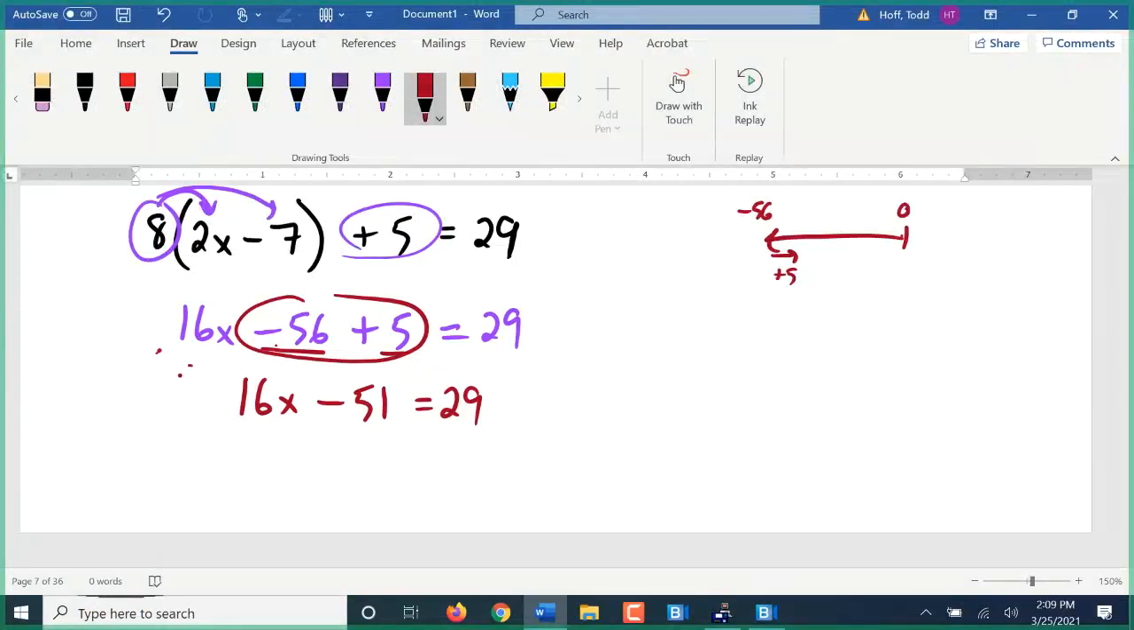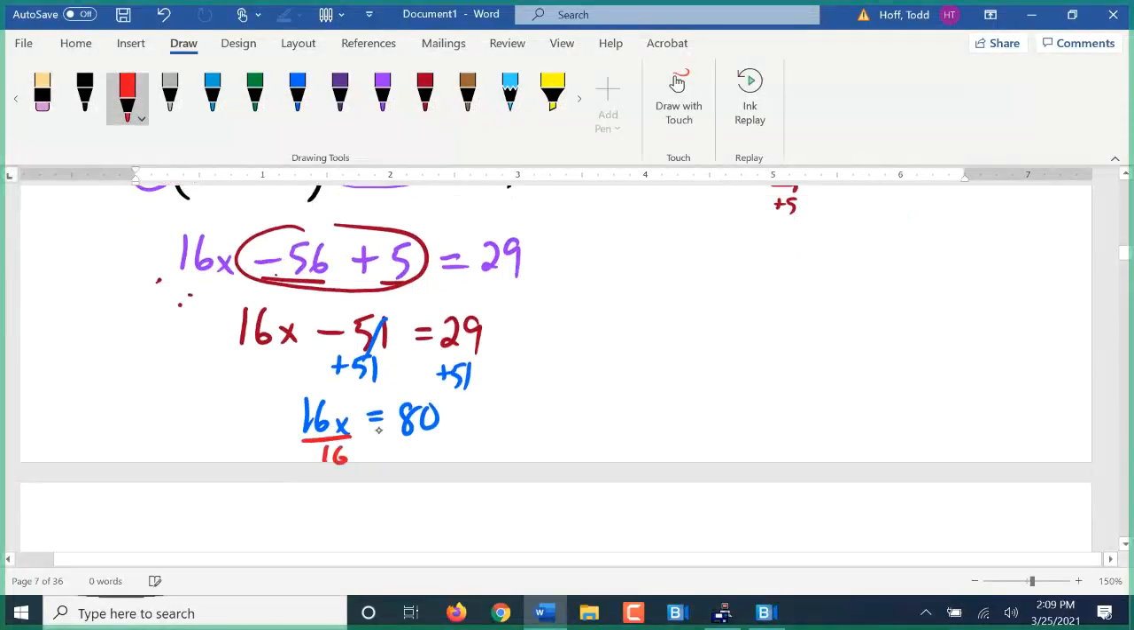Now we can go from there. Now we've combined everything we can combine on either side, and the variable is on only one side, so we can go ahead and solve it. We're going to add 51 to both sides. We get 16x equals 29 plus 51 is 80. And then we'll go ahead and divide by 16 to get x by itself. X equals 5.